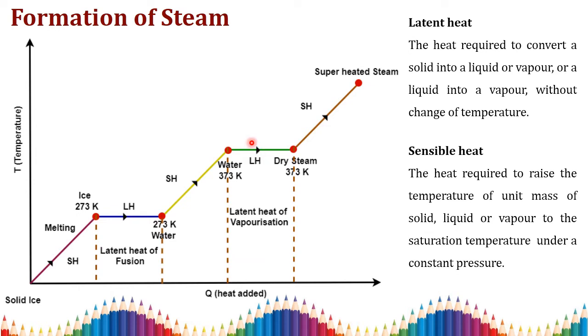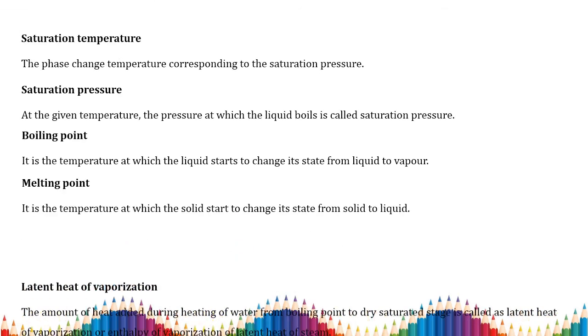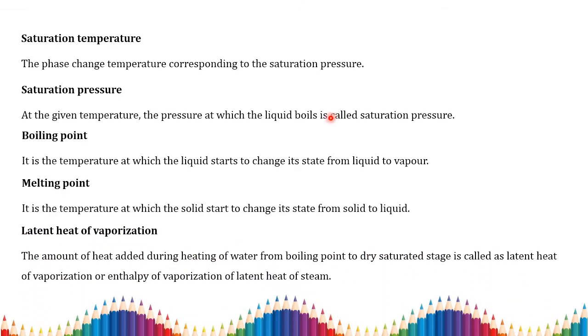But by giving additional heat, that is latent heat, at constant temperature, the 100 degrees Celsius water is converted into 100 degrees Celsius vapor, that is steam. Here the latent heat is added without changing its temperature. This process is called the latent heat of vaporization. The phase change temperature corresponding to the saturation pressure is known as the saturation temperature. The saturation pressure is the pressure at which the liquid boils at a given temperature.